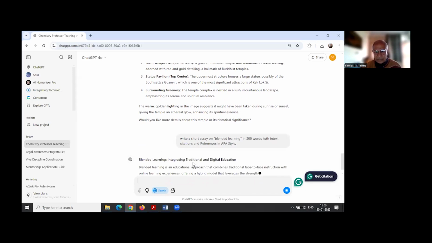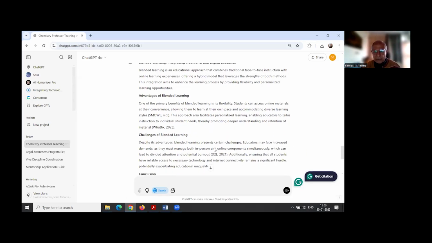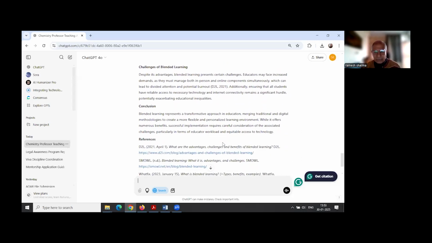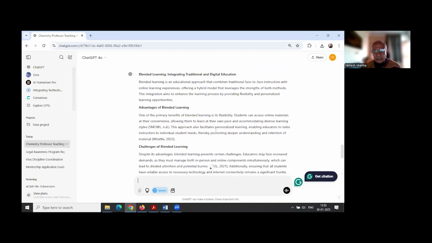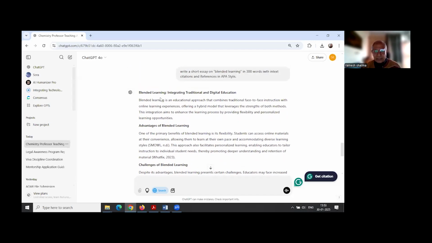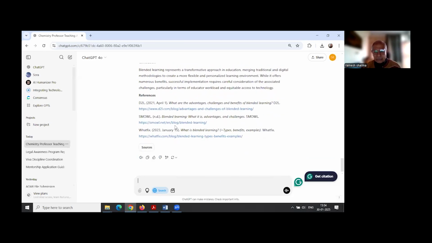So now it is searching the web. Okay, so it is identifying some of the sources and here it is giving you. Since we restricted it to around 300 words, it started with blended learning integrating traditional, then advantages, challenges, conclusions, and the references. And here it is showing you the sources. So this is a good feature of it, and how we can make use of that.